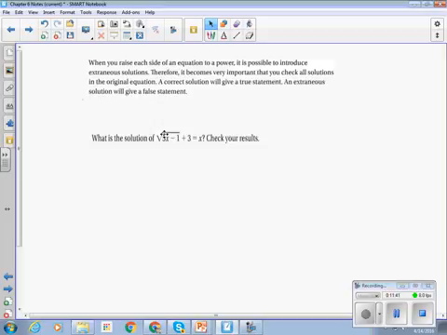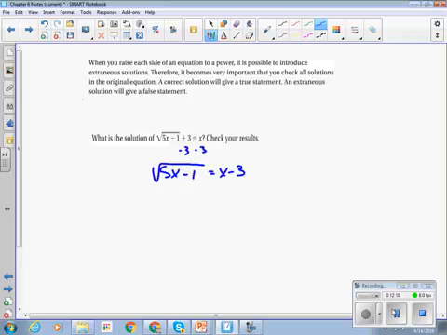So let's try this one here. What is the solution of the square root of 5x minus 1 plus 3 equals x? We are going to get rid of everything except the square root, which means subtracting 3 from both sides. And then to get rid of the square root, we're going to square both sides. So 5x minus 1 equals (x minus 3) squared.